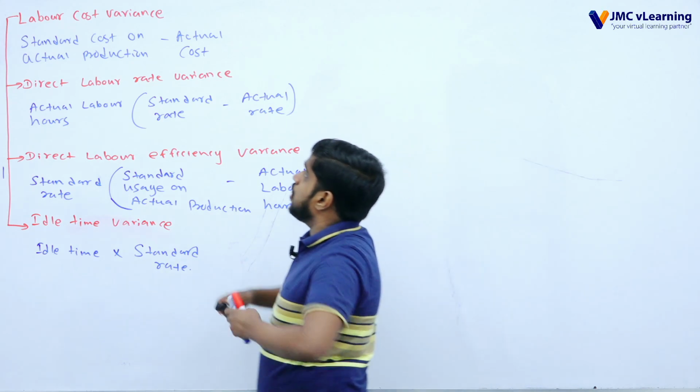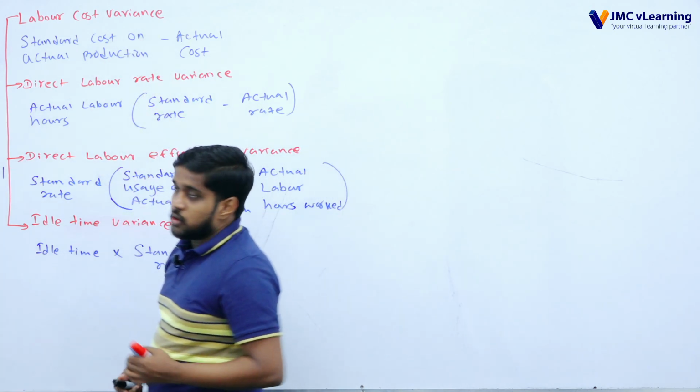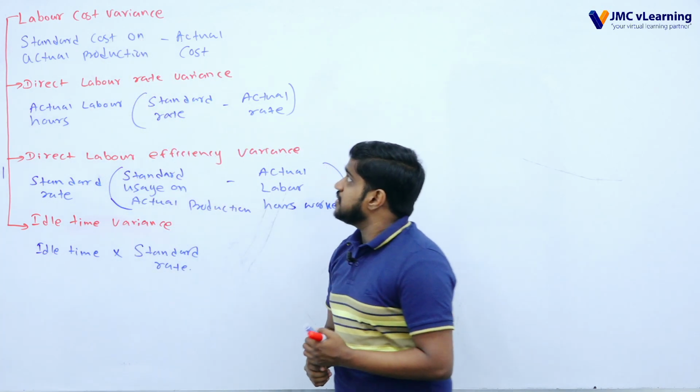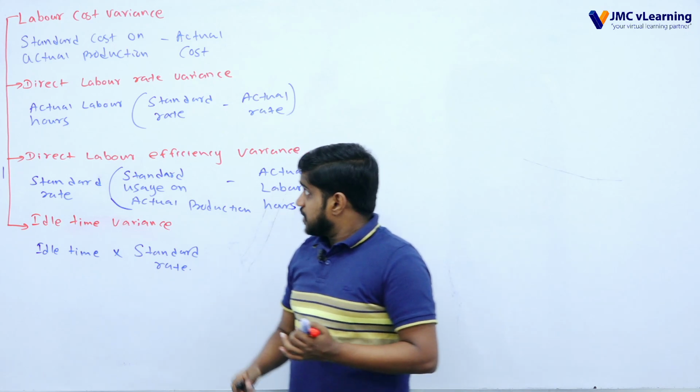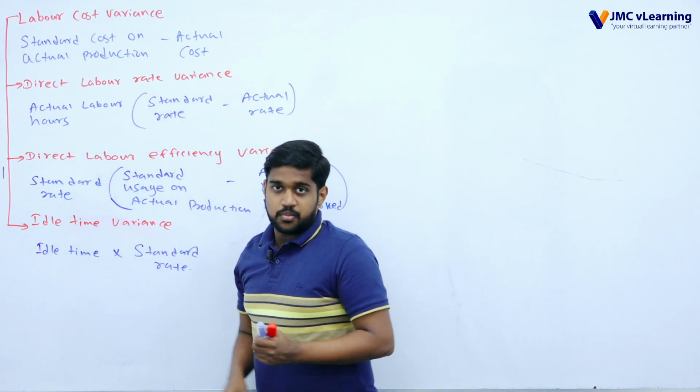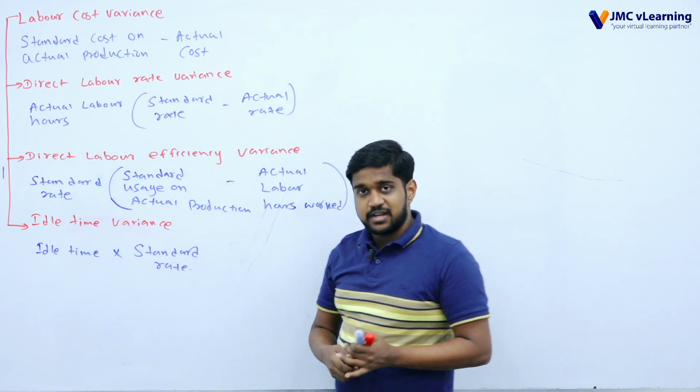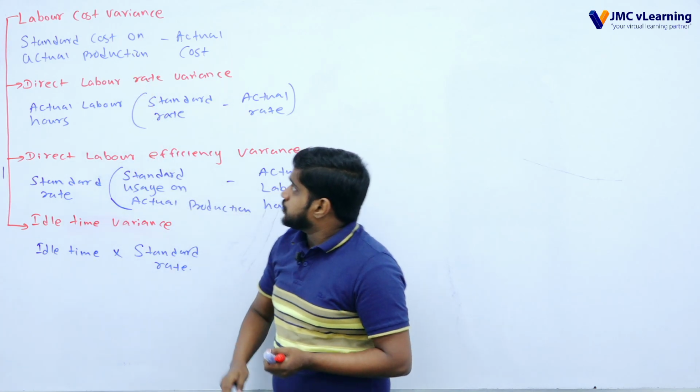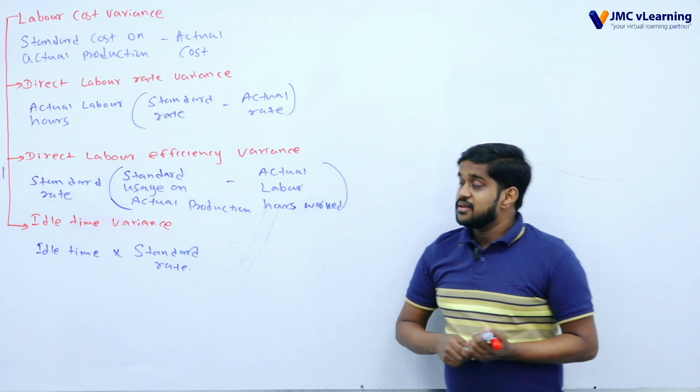First, let's see how we can calculate direct labor cost variance. Simply, we can calculate direct labor cost variance as standard cost on actual production minus actual cost.